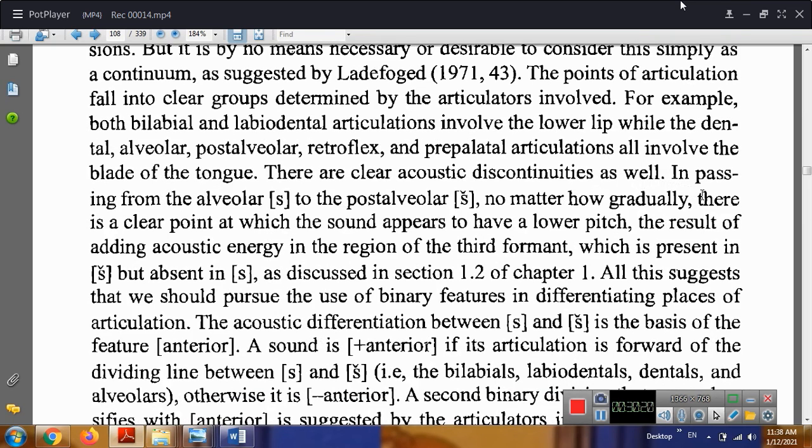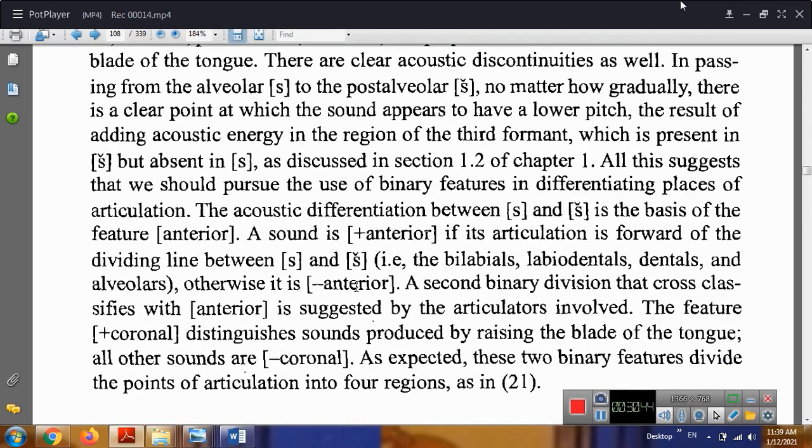There are clear acoustic distinctions as well. In passing from the alveolar s to the post-alveolar sh, no matter how gradually, there is a clear point at which the sound appears to have a lower pitch. The result of adding acoustic energy in the region of the third formant, which is present in sh but absent in s, as discussed in section 1.2. The acoustic differentiation between s and sh is the basis of the feature anterior.